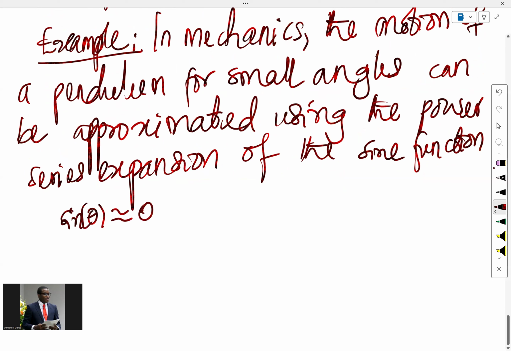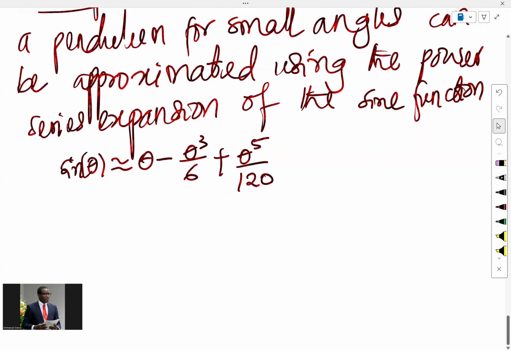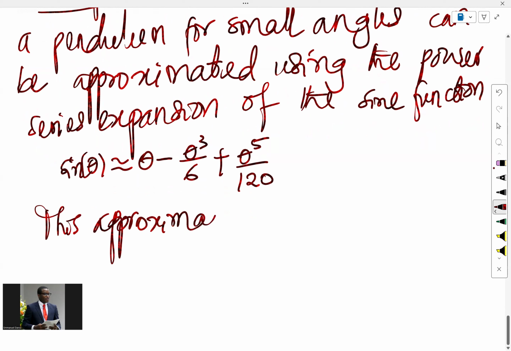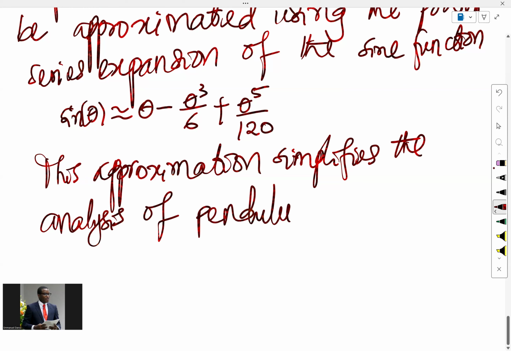So sine theta is approximately theta minus theta cubed over 6 plus theta raised to 5 over 120, because it is an odd function. So, theta minus theta cubed over 3 factorial plus theta raised to 5 over 5 factorial. 5 factorial is, of course, 120. So this approximation simplifies the analysis of pendulum motion.